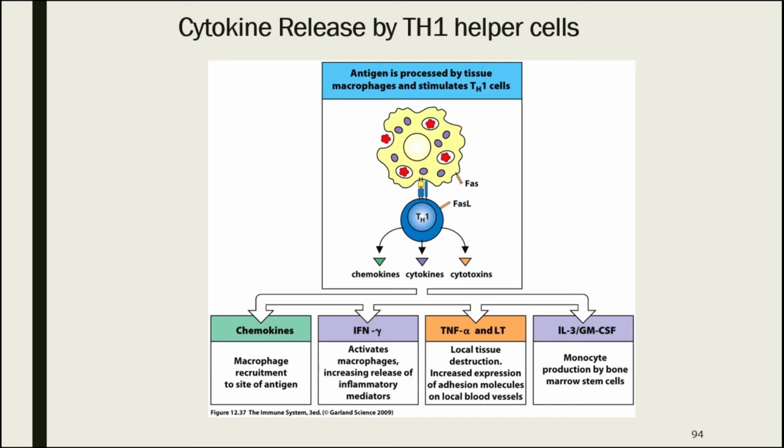So once the antigen is presented by the tissue macrophages, it will stimulate Th1 cells, and after the stimulation you will have all the cytokines: interferon gamma, TNF alpha, IL-3, and GM-CSF. Those things we've talked about in an earlier case.